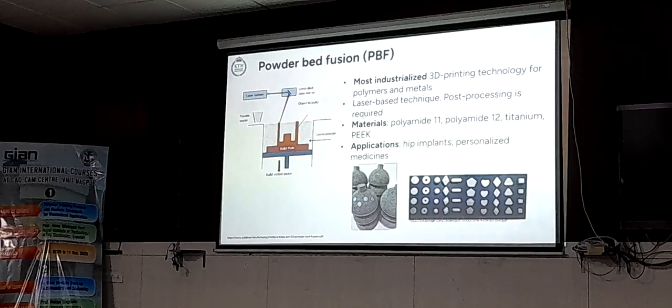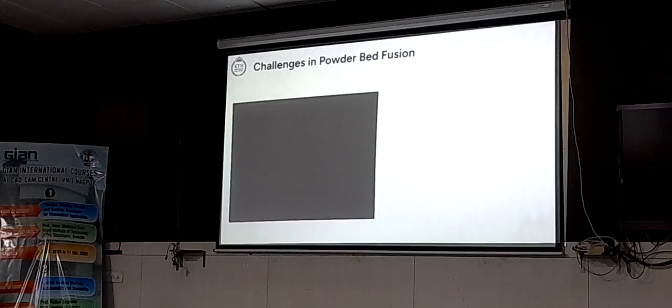And perhaps something, just to summarize this a little bit. The most common polymers used in this technique are polyamides, titanium, and PEEK. An application where this is used is implants and also different kinds of personalized medicine. But the main problem with powder bed fusion, I would say, is the surface roughness that is created here.